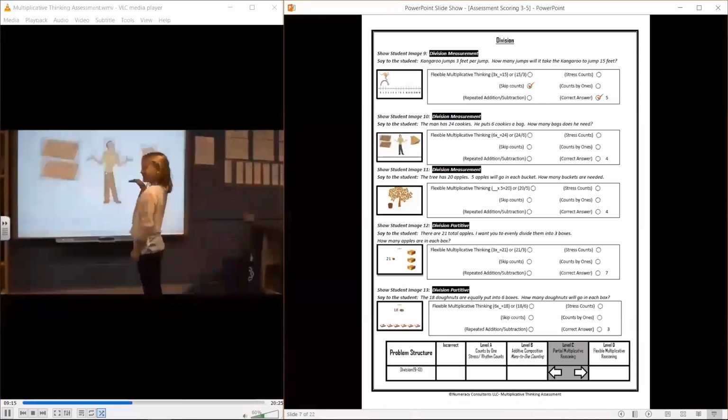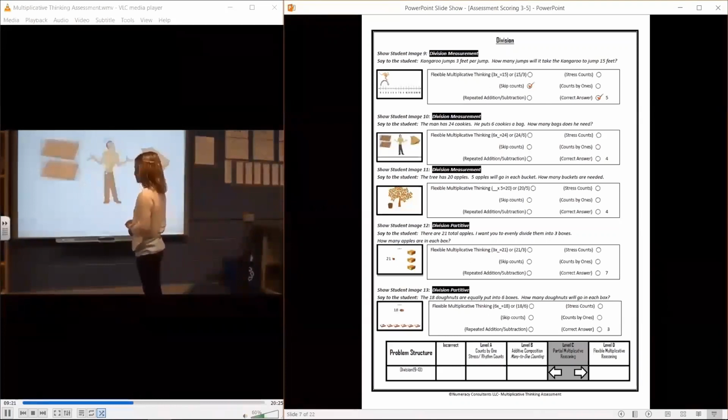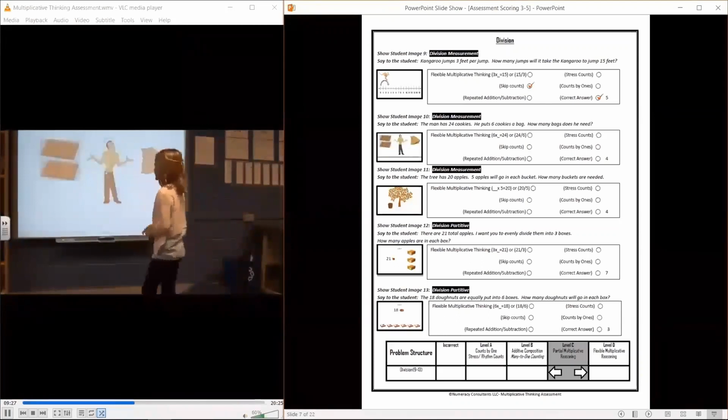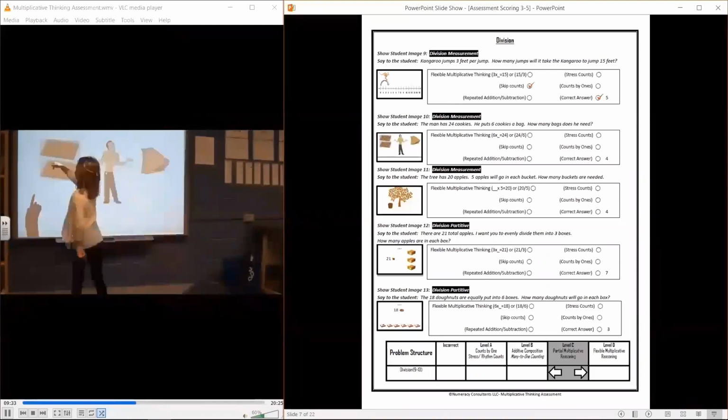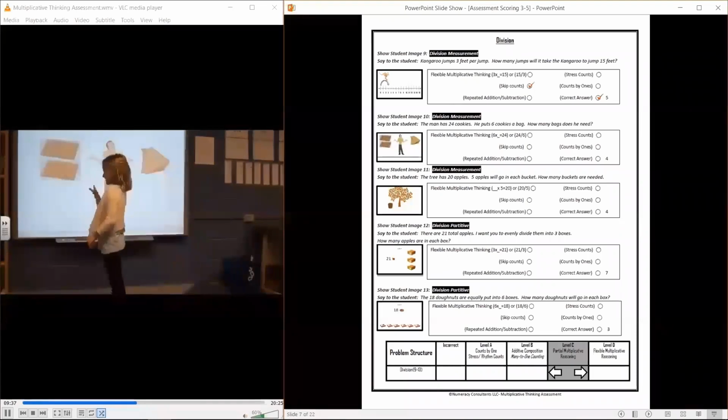There's 6. Or I don't know if to count 5. Or do you have to skip count? Well, your strategy is up to you. But there's 24 cookies, and he's going to put 6 cookies in a bag. How many bags would he need? So 6 cookies in each bag. 3, 6, 9. I'm counting like this. 3, 6, 9, 12. Or now that wouldn't make sense.